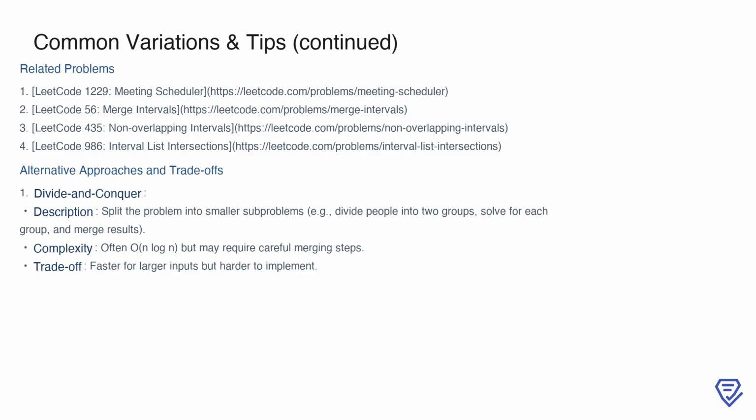Divide and conquer is one such approach. By splitting the problem into smaller subproblems, such as dividing people into two groups and solving for each group separately, you can achieve a time complexity of n log n. However, merging the results can be tricky and may require careful handling. While this approach is well suited for larger inputs, it can be harder to implement compared to more straightforward methods.